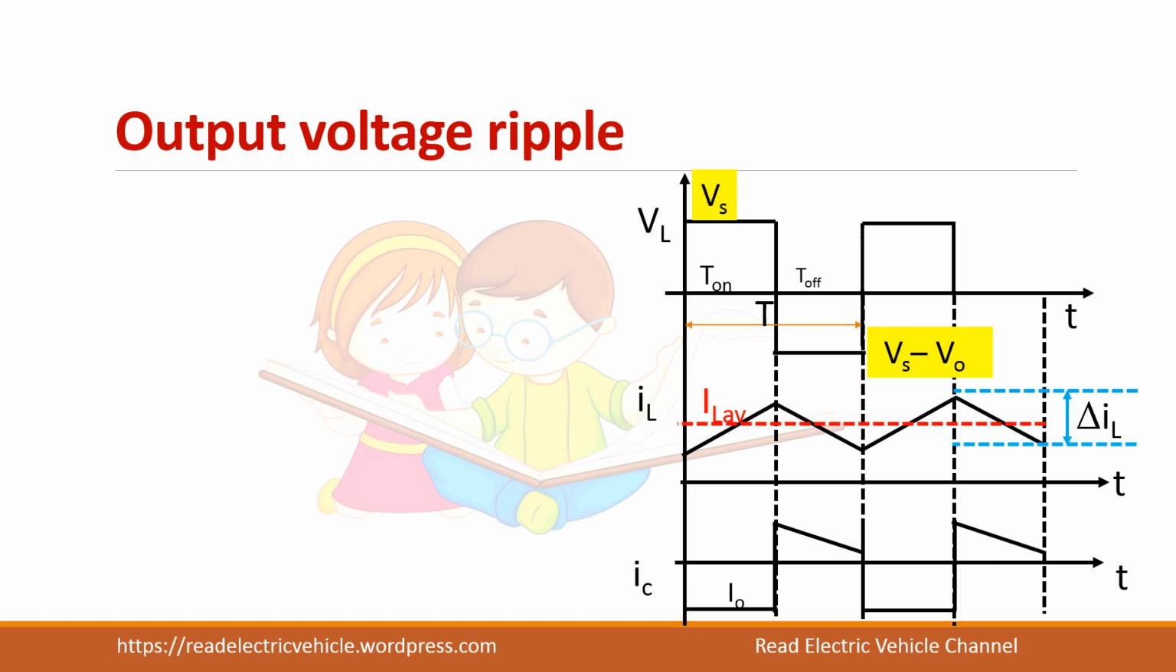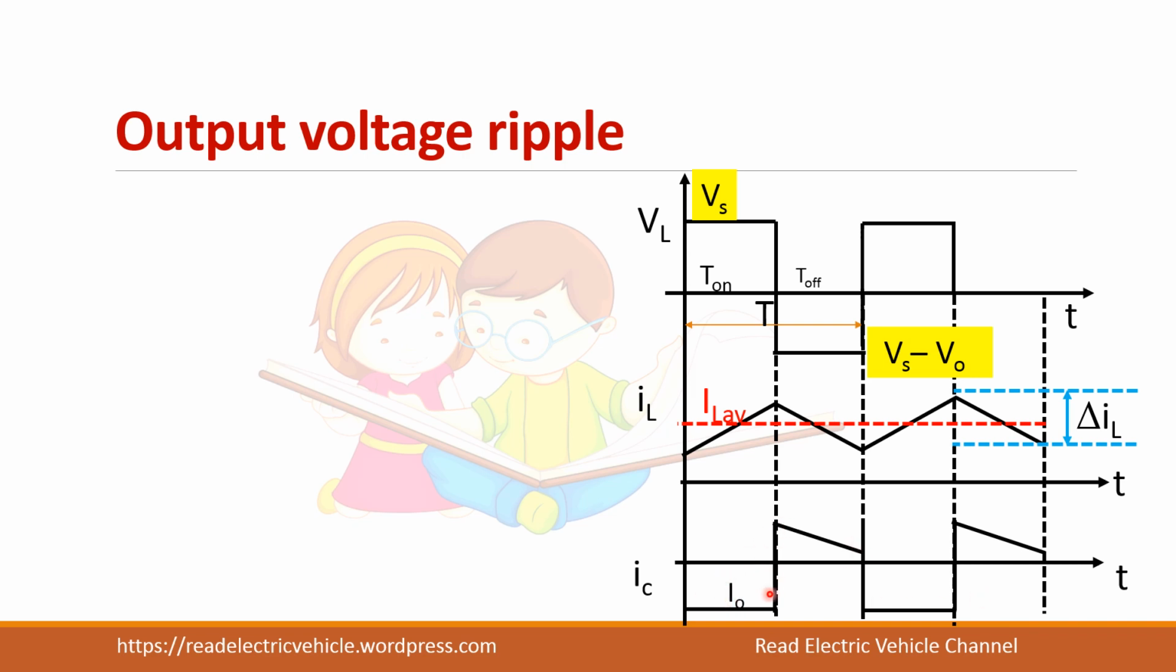Calculating the output voltage ripple. The capacitor helps to reduce the ripple. We will draw the capacitor current waveform first. From the capacitor current equations which we have derived earlier, we know during the on time it is equal to I naught, and during off time it is equal to IL plus I naught. So you can draw the waveform.